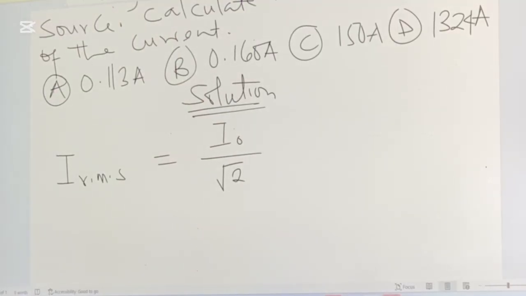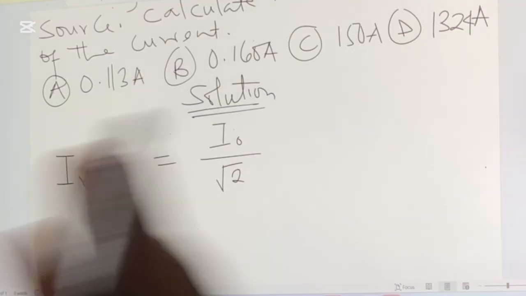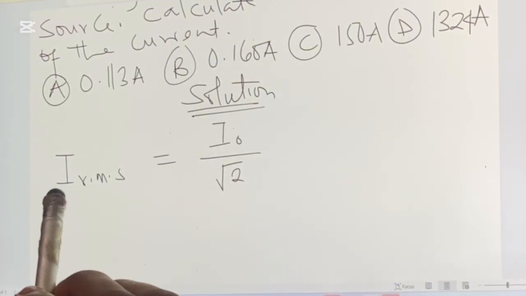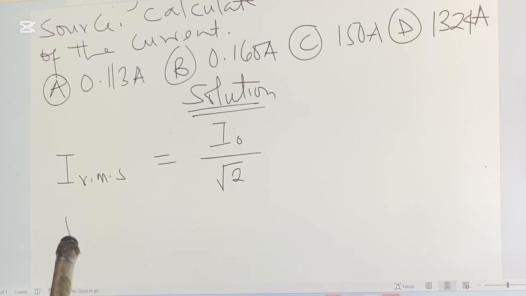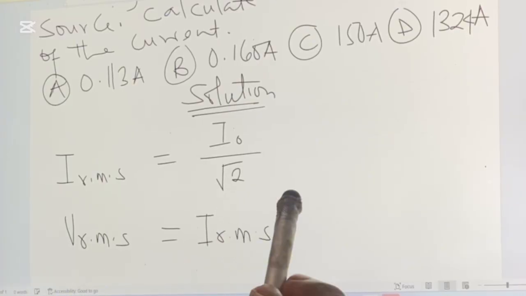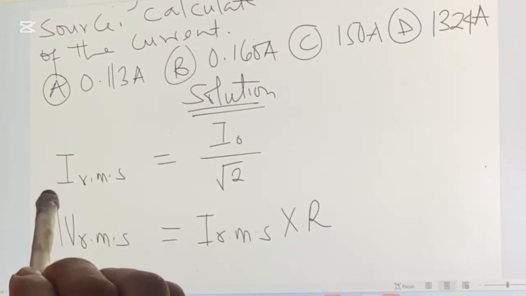This formula is only used when the peak current is given to you. But if peak current is not given to you, maybe the root mean square voltage is given to you, and the impedance or resistance is given to you, the formula to use to find the root mean square current is this: root mean square voltage is equal to root mean square current times the resistance. This formula is taken from Ohm's law.